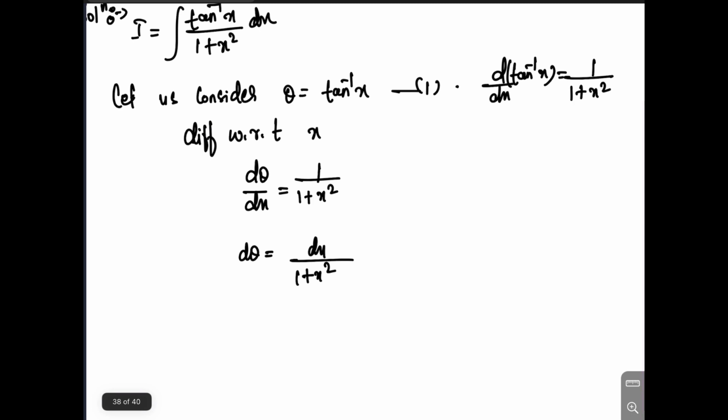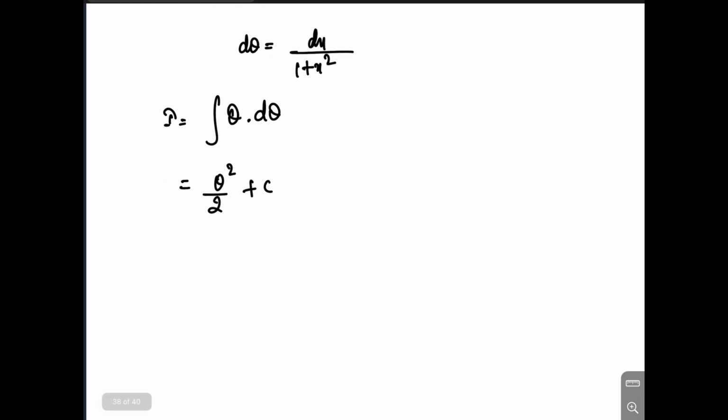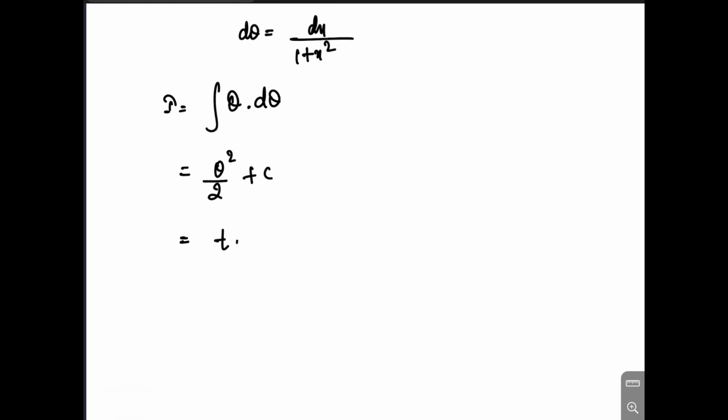So here we can say I equals integration where theta equals tan inverse x, so we can substitute theta here, as well as d theta, which is nothing but dx divided by 1 plus x square. So the value is d theta. So here integration of theta is theta square divided by 2 plus c. So we know the value of theta here. Theta value is tan inverse x whole square divided by 2 plus c. So this is our final solution.